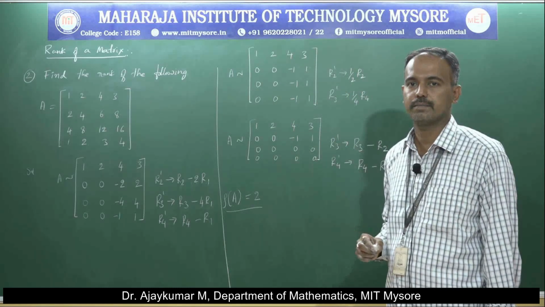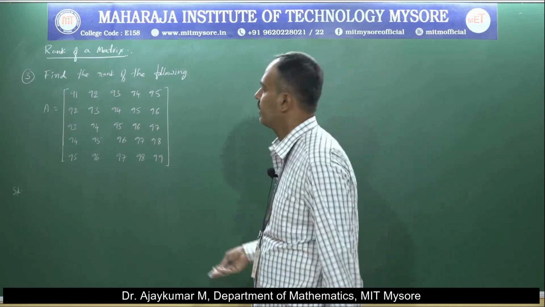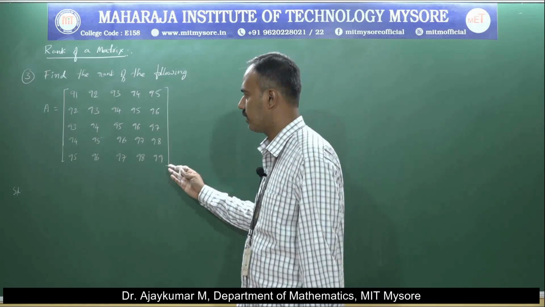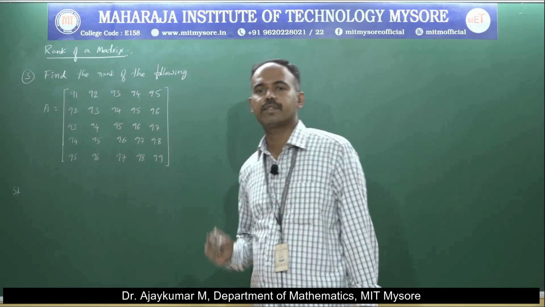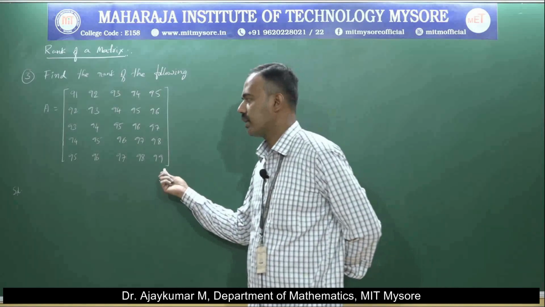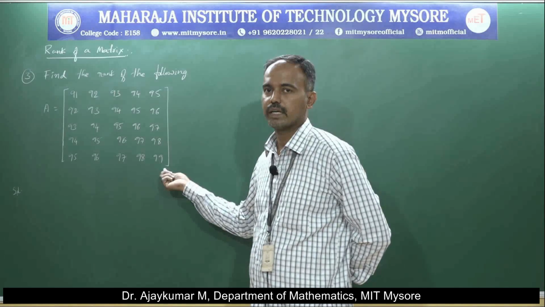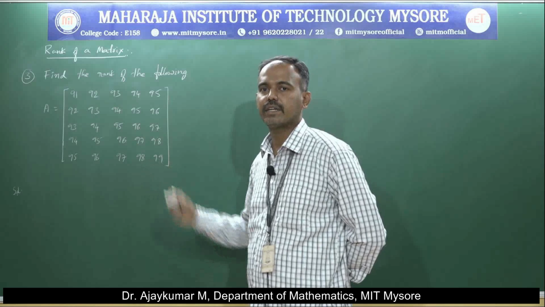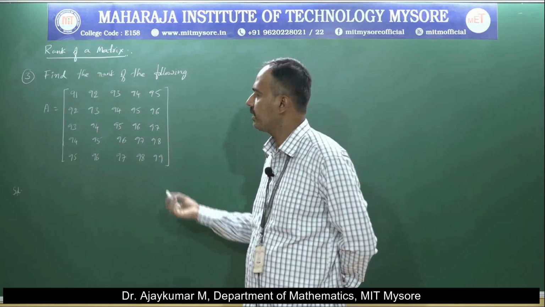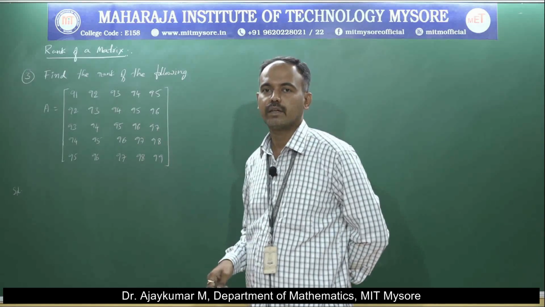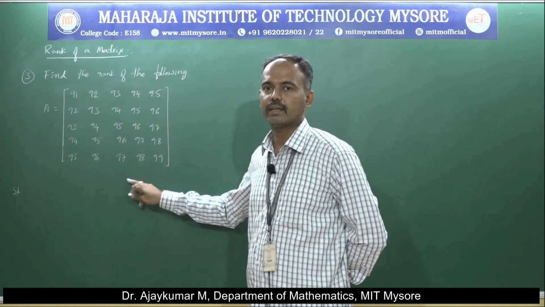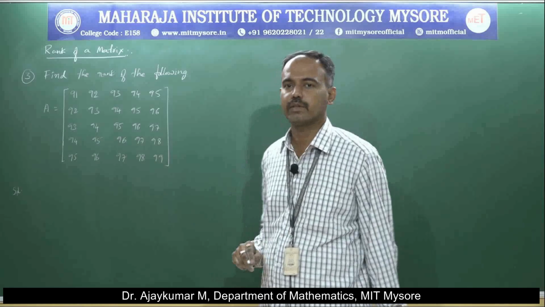Okay, the next example. Find the rank of the following. The matrix A is given. Now we have to find the rank of the matrix here. The first observation is that it is not in the echelon form. In case the given matrix is in the echelon form, we can directly say the rank of the matrix. But try to represent it in echelon form. Later, finally you can conclude the rank of the matrix. That will be the important thing here.